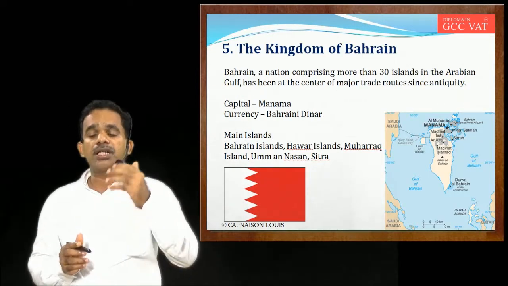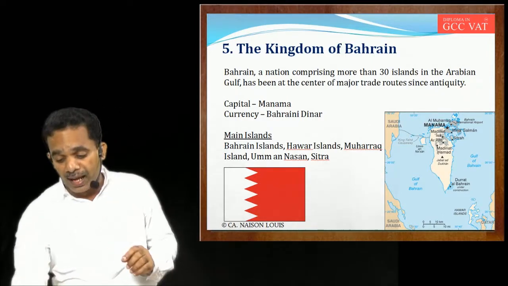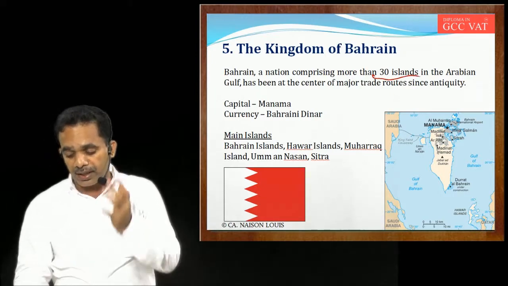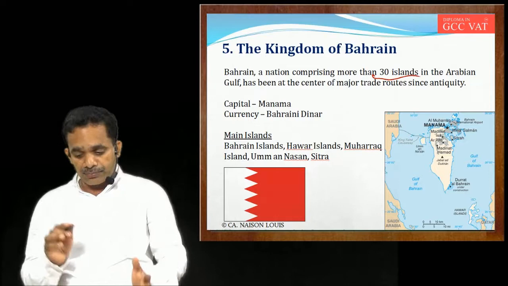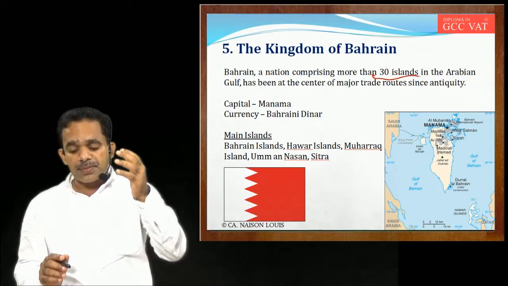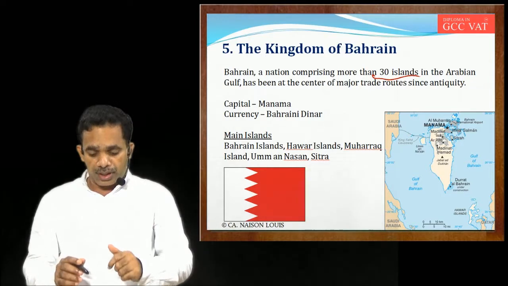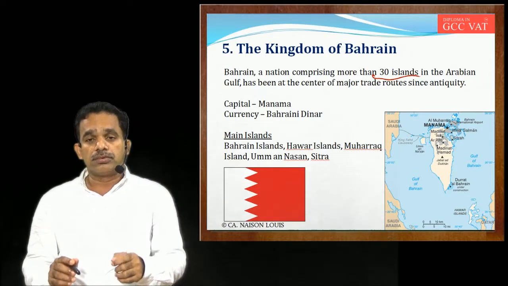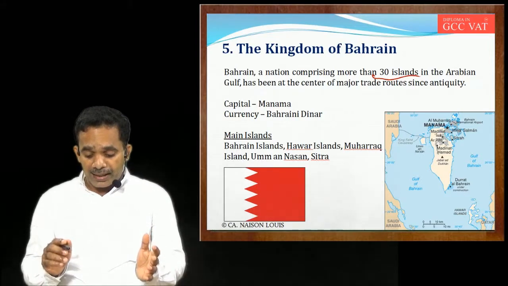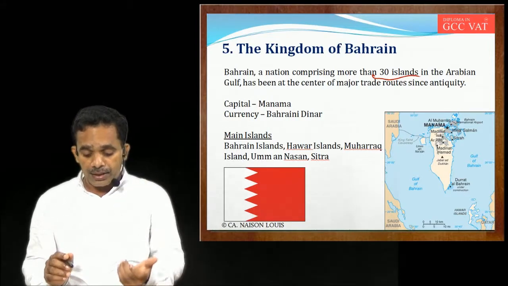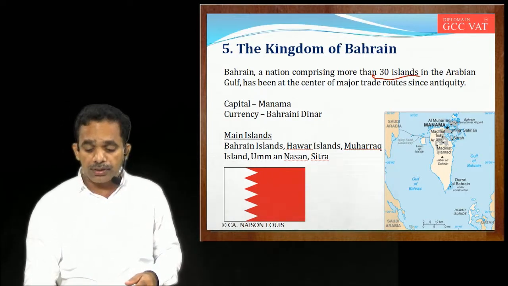Then coming to the Kingdom of Bahrain. Bahrain is a nation comprising more than 30 islands. So it is a group of islands. If you look at the map, you can see there are a lot of islands there, in the Arabian Gulf, and it has been said to be the center of major trade routes. The capital is Manama, and the currency is the Bahraini dinar. The main islands are Bahrain Islands, Hawar Islands, Muharraq Island, Nabih Saleh, Sitra. So all these are islands. That was about Bahrain.